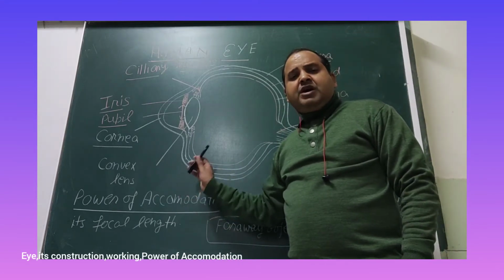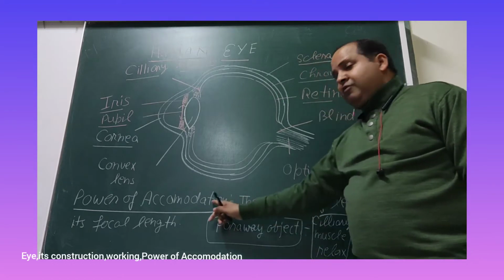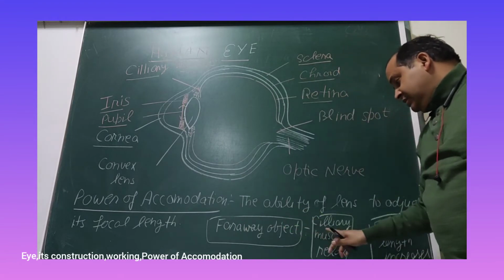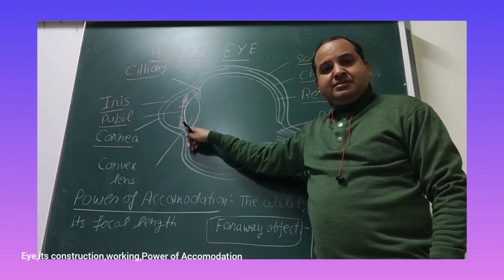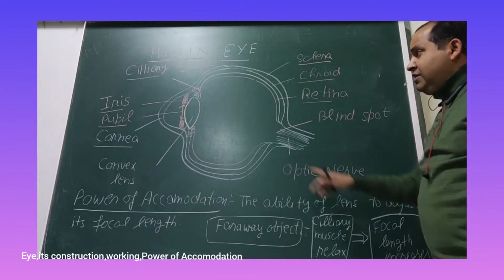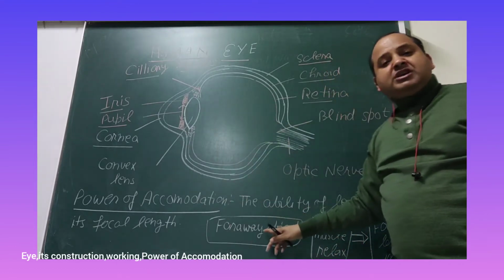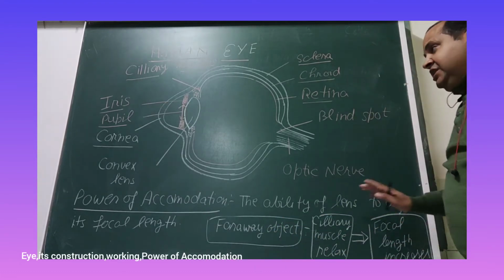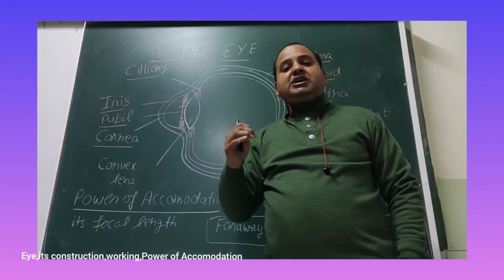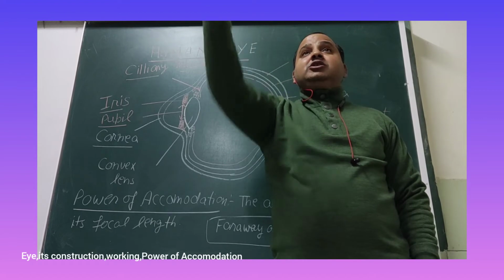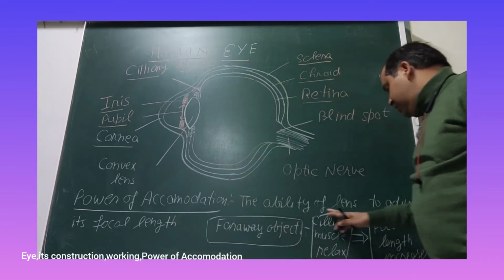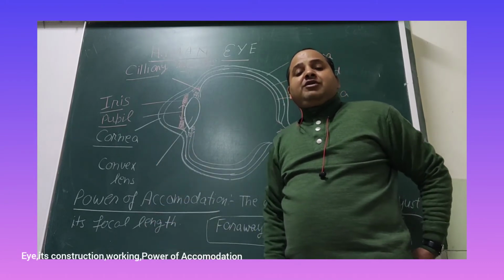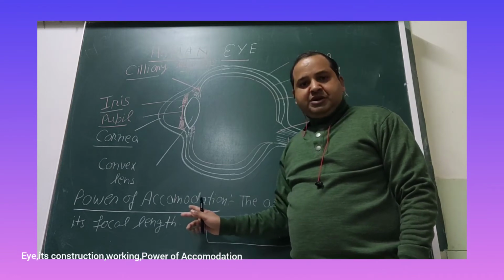Now the eye has one very important property, called the power of accommodation. When the object is very far away, the ciliary muscle will relax and the focal length of the convex lens will increase, and vice versa. When the object is near, the ciliary muscle will contract and the focal length of the lens will decrease. In this way we can see a near object and a far away object immediately. So this ability of the lens to adjust its focal length to see nearby and far away objects is called the power of accommodation.